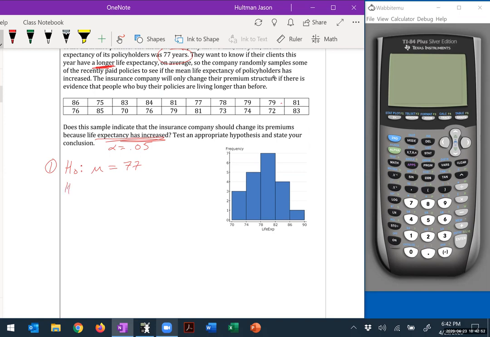What's the alternative? We want to see if people are living longer, which means we're going to be out money. So mu is greater than, we want to see if they're living longer, greater than 78. Wouldn't that be 77 as well? Oh yeah, 77, thank you. I don't know why I wrote that. Yes, greater than 77.